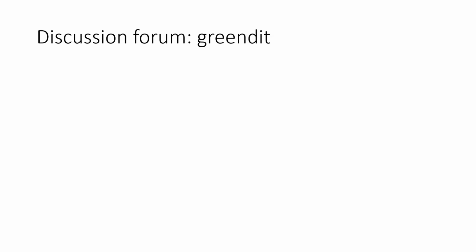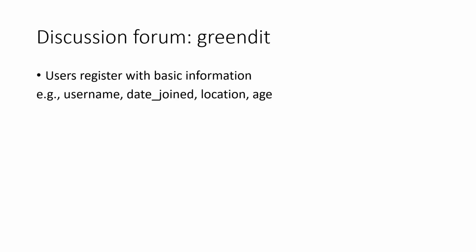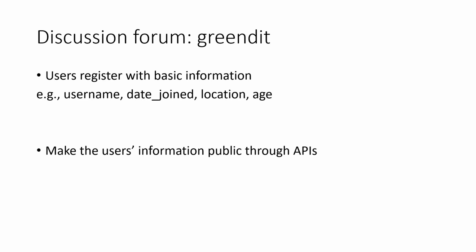Let's assume you're running a discussion forum called Grindit. It is a competitor for Reddit. So similarly, users need to register on your website to join the community. They need to provide basic information such as username, date joined, location, and age. Suppose you want to provide those users' information to the public. You can build an API to do that. So such an API can allow external programs to communicate with your internal users' database. In this tutorial, we'll work on setting up the users path for the API and allow retrieval of users' data.